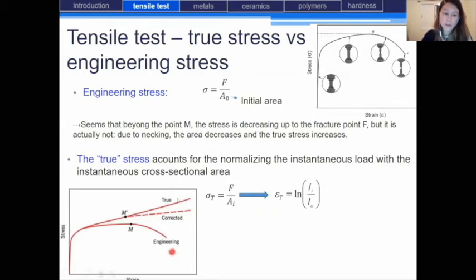And so here on this graph, you can see a comparison of the representation of the engineering stress, which is similar to the curve we already discussed, and the true stress that we observe considering the change of the cross-sectional area of the specimen at any time. And so you can see that in fact the stress is increasing in the specimen even after point M, so even after the necking phenomenon.